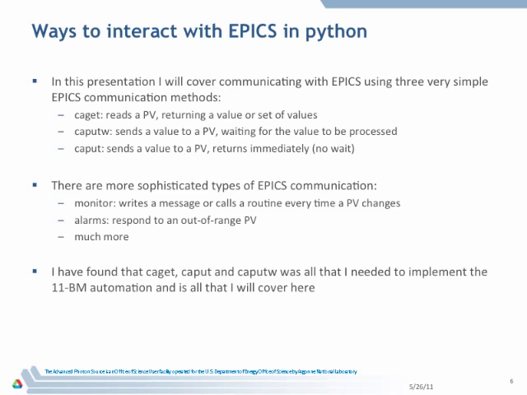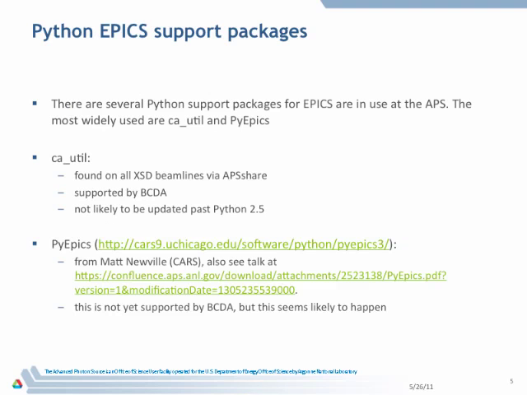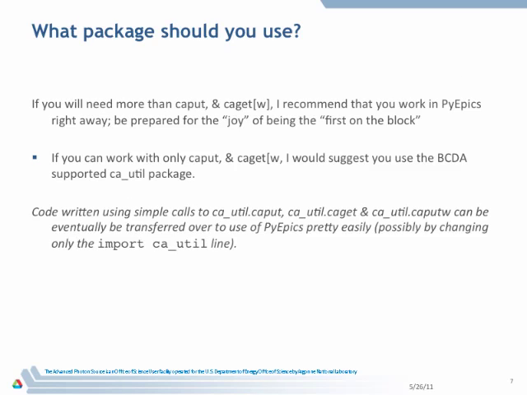There's another reason that I have for only covering these things here, and that has to do with these two different packages. If you write only CA_puts and CA_gets, then your code will be very transportable between CAUtil and PyEpics, so you won't have to change it very much. And I can envision a way that we won't have to change it at all. So that will be to your advantage.